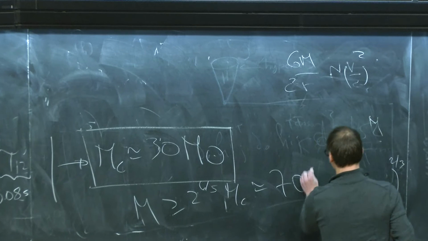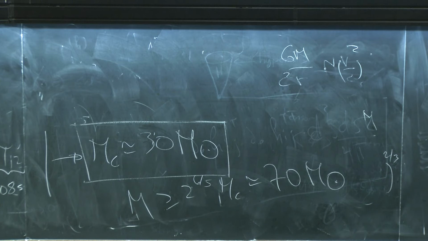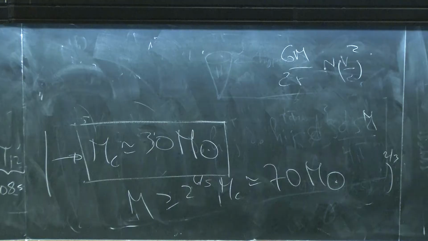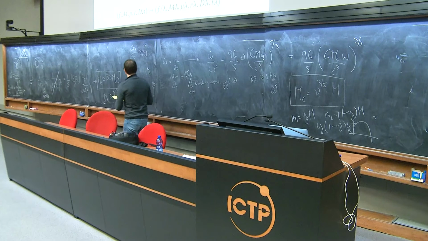We still don't know what the individual masses are, but we got the chirp mass extremely well from the measurement. This we can get extremely well, and we have a lower bound on the total mass. So how are we going to get the M1 and M2? We need to break the degeneracy.